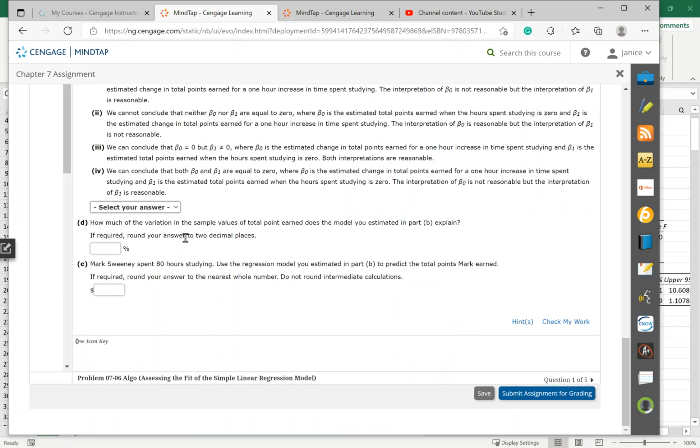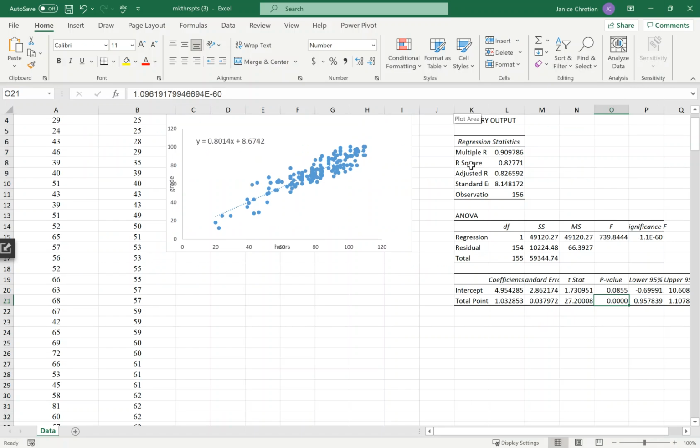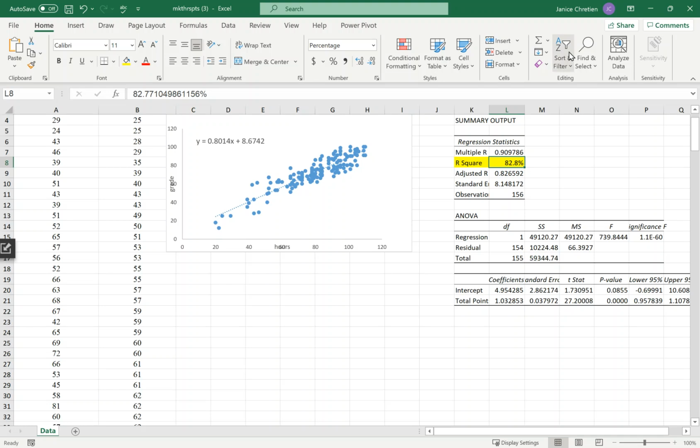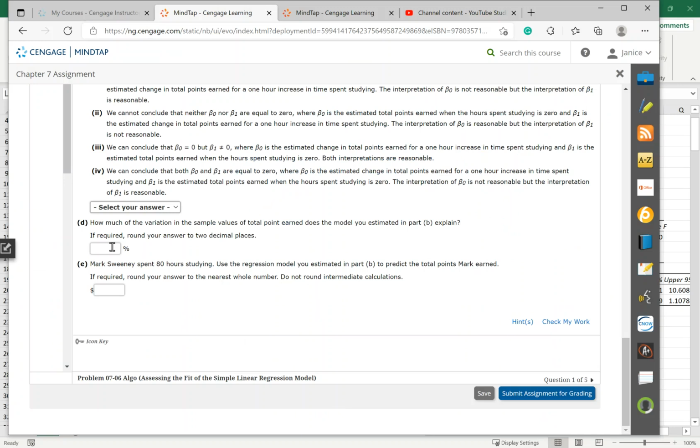Then it wants to know how much of the variation in the sample values of total points earned does the model estimate explain. R squared is the value that tells us how much variance is explained. These are reported in percentages. Round your answer to 2 decimal places. So let me give it another decimal place, and it's 82.77%. So when it asks you for your percent of variation, it's always R squared.